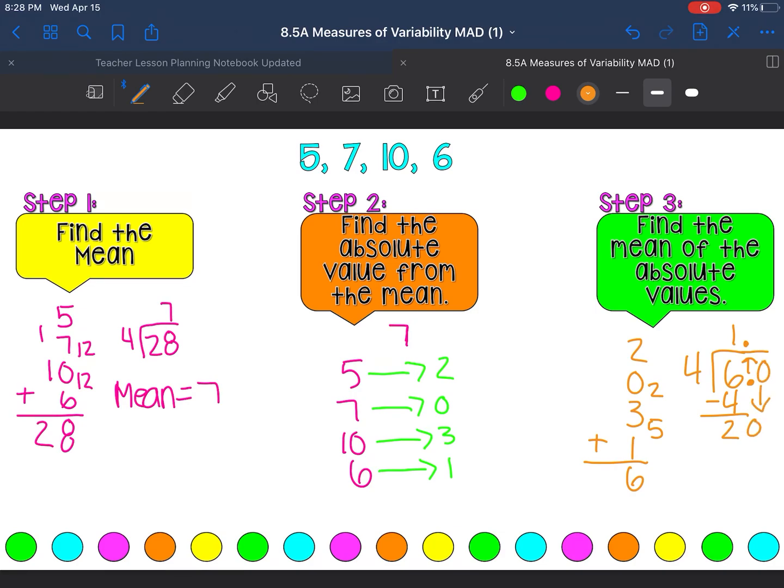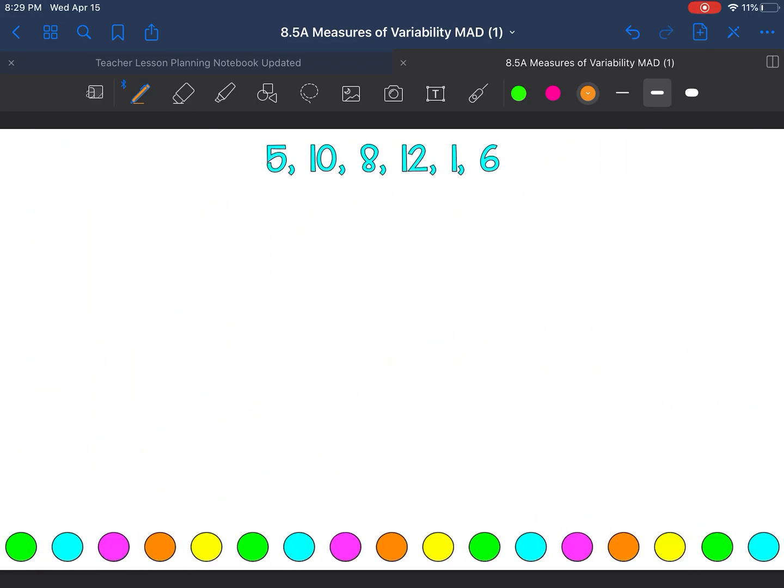Put a decimal, pop that decimal right on up. Add a 0, drop it down. How many times does 4 go into 20? 5. 5 times 4 is 20. 20 minus 20 is 0. So that means that my mean absolute deviation is 1.5. And that's it. That's all I'm going to do.